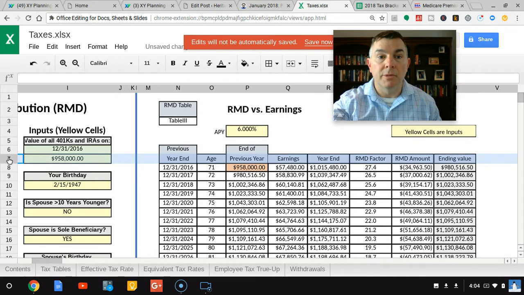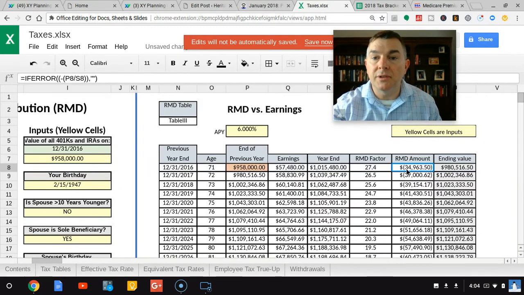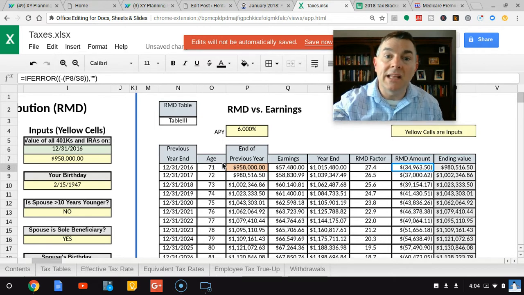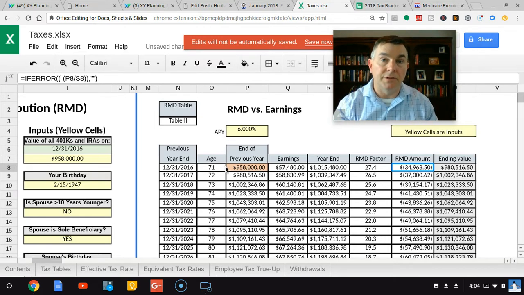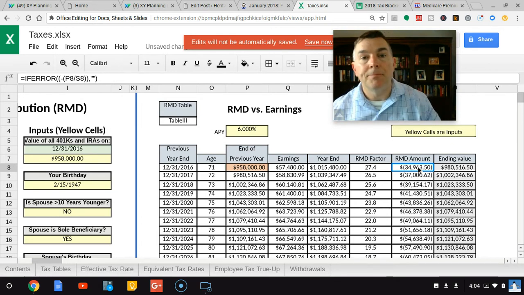So we can just look at Mr. Pistolka's table here, and he did all the grunt work for us. He said at the end of the day, we take the factor of 27.4, divide that into the previous year's balance, and that gives us an RMD amount of $34,963. The RMD factor is what we divide into the previous year's end of year balance, not this year's, and that gives us our RMD. So an RMD of $34,963.